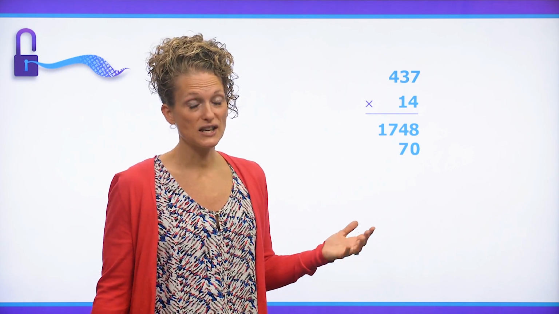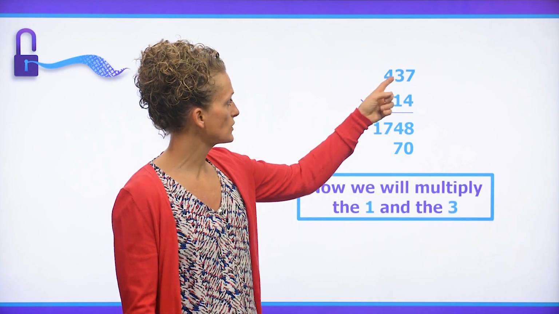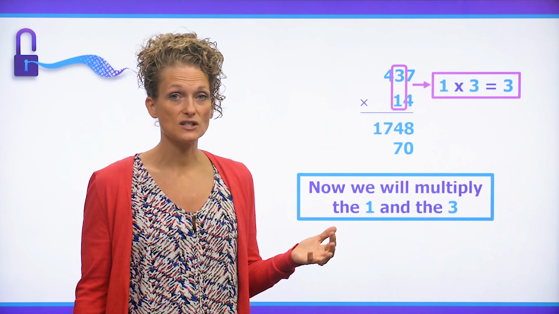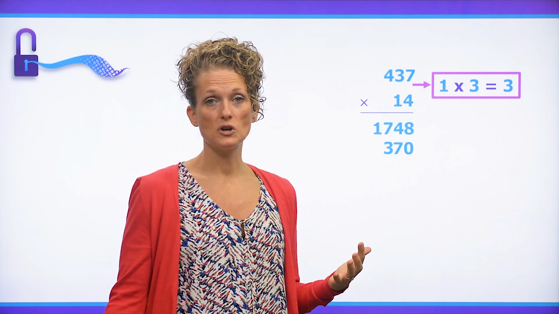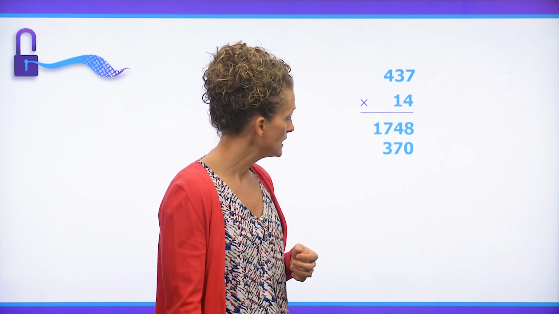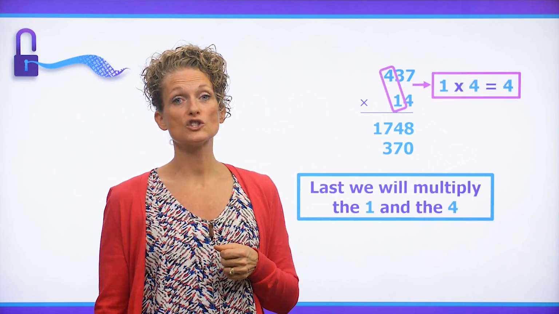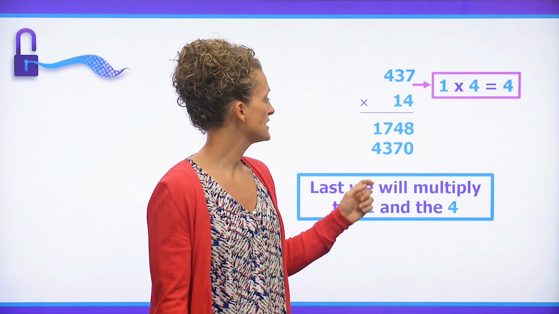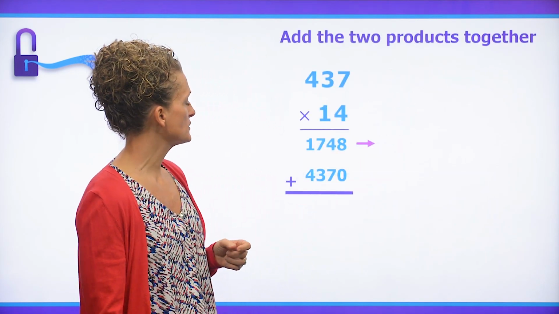There's only 1 digit, so that's great. There's no regrouping. Then we have 1 times 3. So we multiply 1 times 3, that gives us 3. Again, we're going to place it beside the 7 as the next digit. No regrouping necessary. And last but not least, we're going to multiply the 1 times 4, which is 4, and we place it beside the 3. So now we have our two products. We can simply add them together.